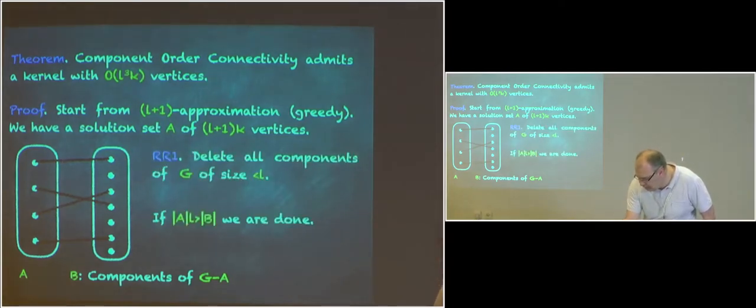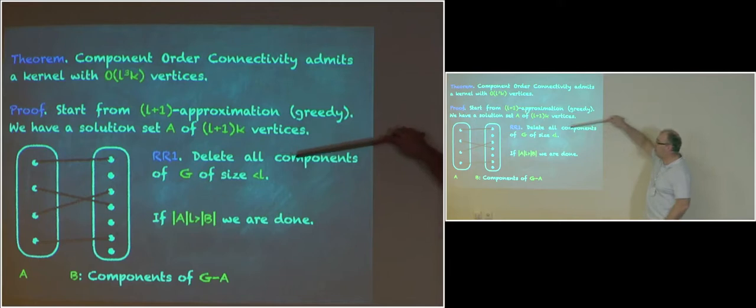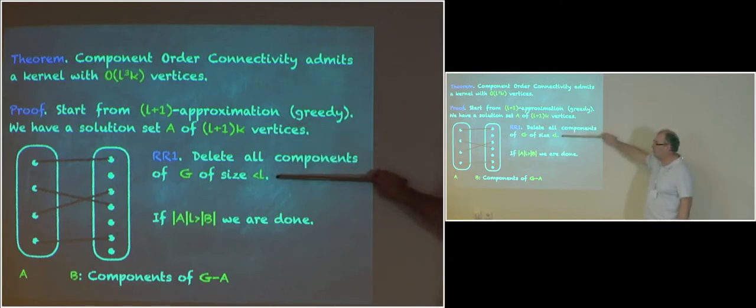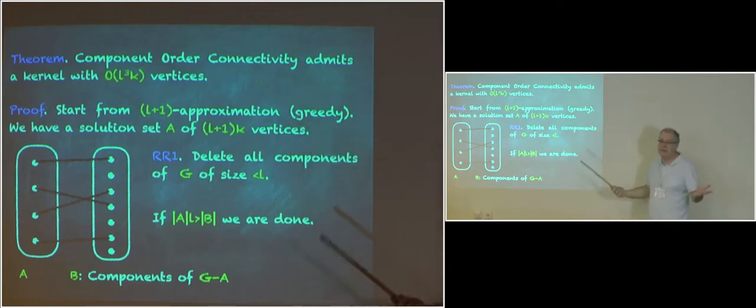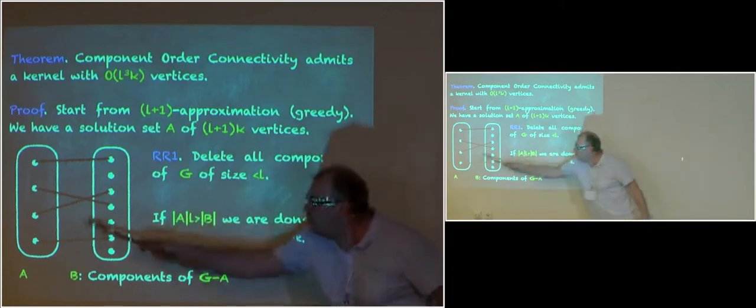Yes. So I am ready to describe the kernelization algorithm. First of all, I do a preprocessing rule. I delete all components in a graph G of size less than L. They never harm me, so this I'm done. And now I construct this bipartite graph.